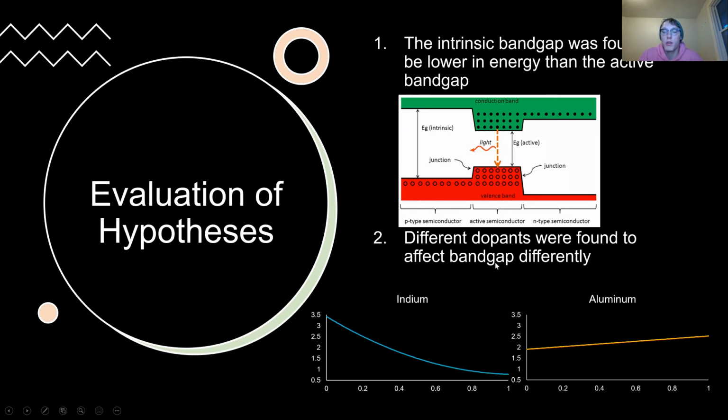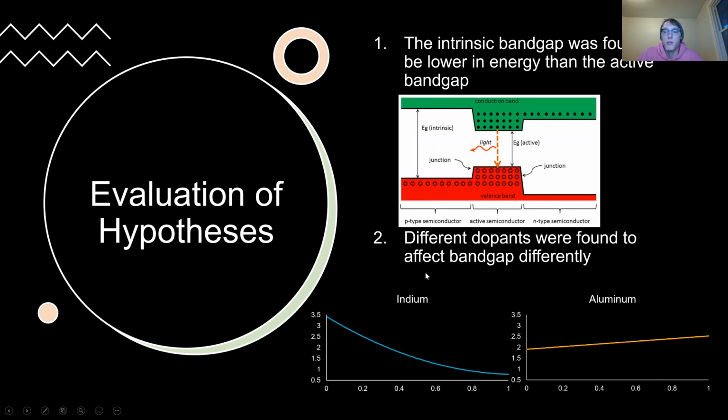Following, our second hypothesis was that dopants would consistently decrease the band gap energy. However, we find very quickly that different dopants affect the band gap differently. As shown before, we have indium and aluminum dopants present in this experiment, and indium tends to decrease the band gap energy, while aluminum tends to increase the band gap energy.